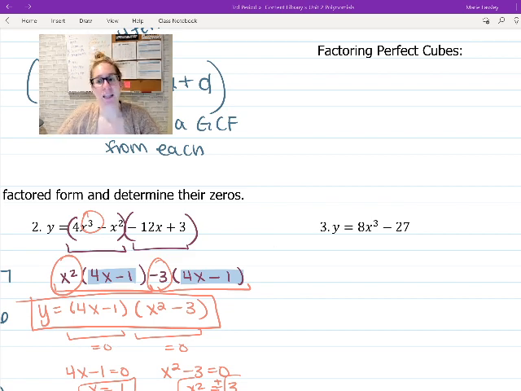Factoring perfect cubes. Okay, so perfect cubes are exactly what they sound like. So this is first off going to be a binomial.